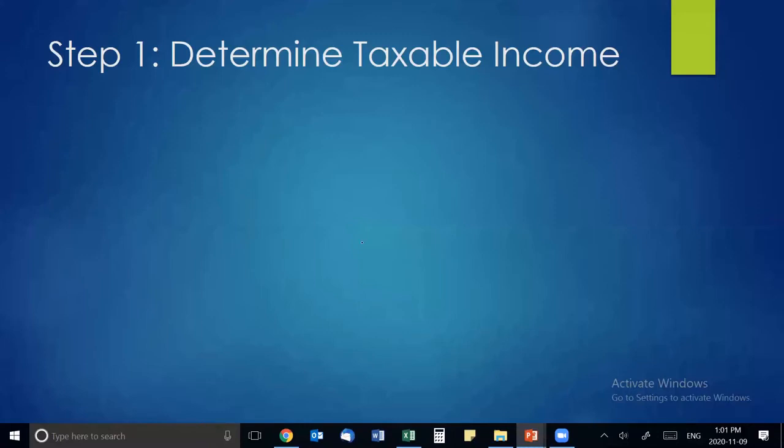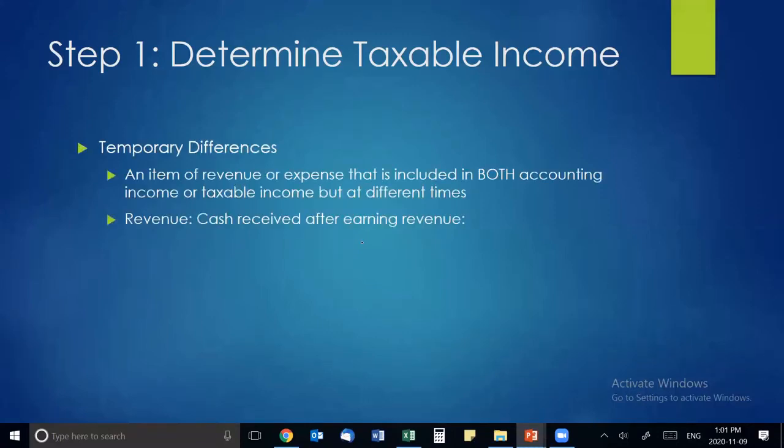All right, so now when talking about temporary differences, a temporary difference is an item of revenue or expense that's included in both accounting income and taxable income, but in different time periods. Maybe in year one you can record something in revenue or expense for accounting income, but you can't record that in taxable income until year two, or vice versa. It's a temporary difference because eventually you'll be able to record the revenue or expense item in both accounting income and taxable income, but it's just going to be in different years or different time periods.